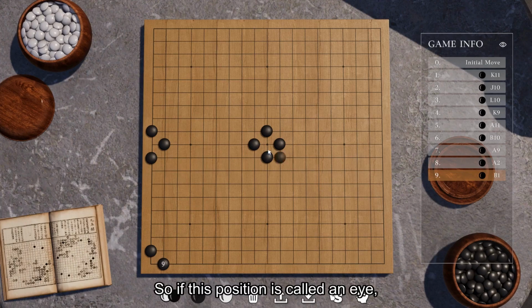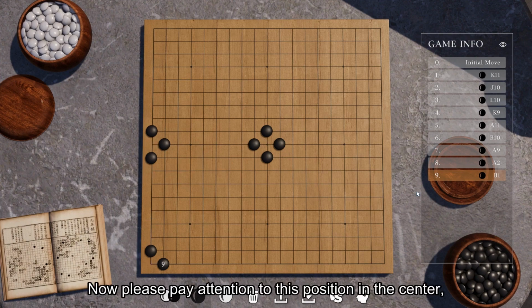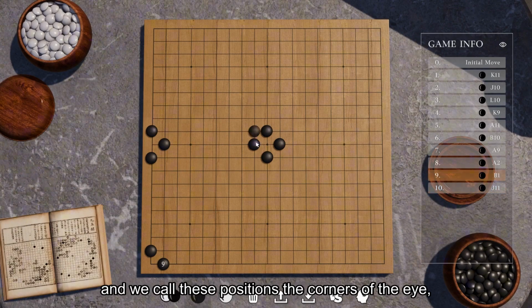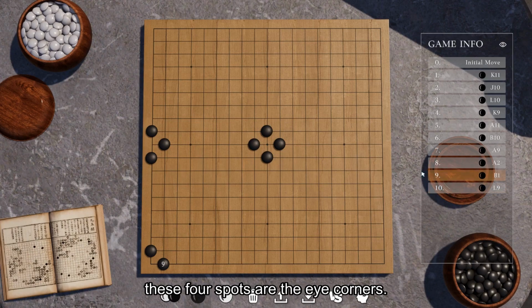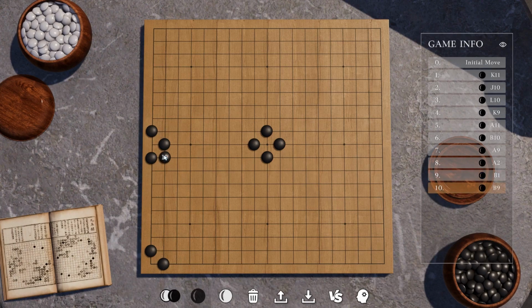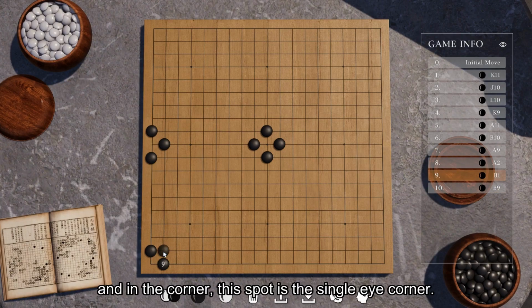So, if this position is called an eye, which we already know, now please pay attention to this position in the center. Black has 4 key positions, and we call these positions the corners of the eye. These 4 spots are the eye corners, while on the side, this position and this position are the 2 eye corners. And in the corner, this spot is the single eye corner.